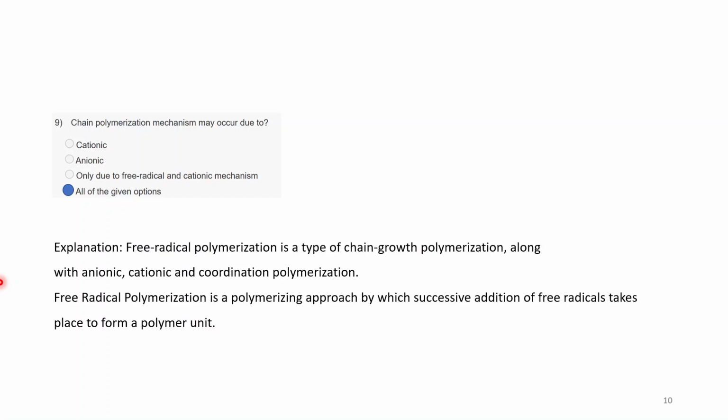Next question is, chain polymerization mechanism may occur due to, options are cationic, anionic, only due to free radical and cationic mechanism, or all of the given options. So the answer will be all of the given options. Free radical polymerization is a type of chain growth polymerization along with anionic, cationic and coordination polymerization. Free radical polymerization is a polymerizing approach by which successive addition of free radicals takes place to form a polymer unit.